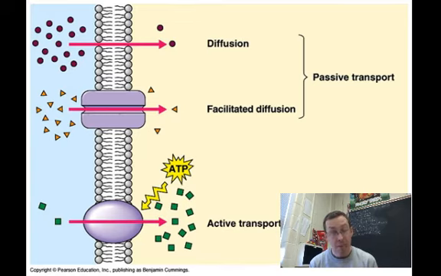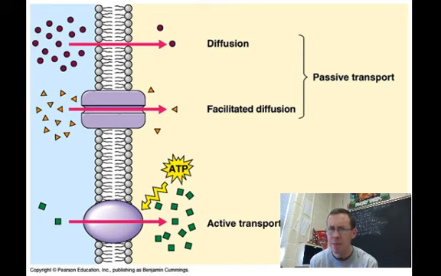Lastly, the last type of transport is known as active transport. This is going from a low concentration to a high concentration. This is different because instead of going from high to low, we're going from low to high. That's going against the concentration gradient. That's going against what naturally happens to molecules. So as a result, this requires energy. This requires ATP to occur.